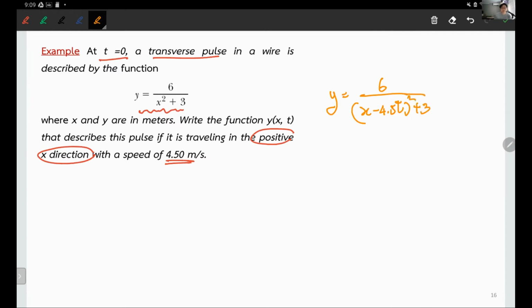Done. Okay, if you guys are okay, say 1. Just press 1, send 1 in the chat room or something. But that's it. You just turn x into x minus 4.5t, and you are generating a pulse traveling to the right, in the positive x direction, with the speed 4.5. Maybe it looks too easy, but that's what it is.